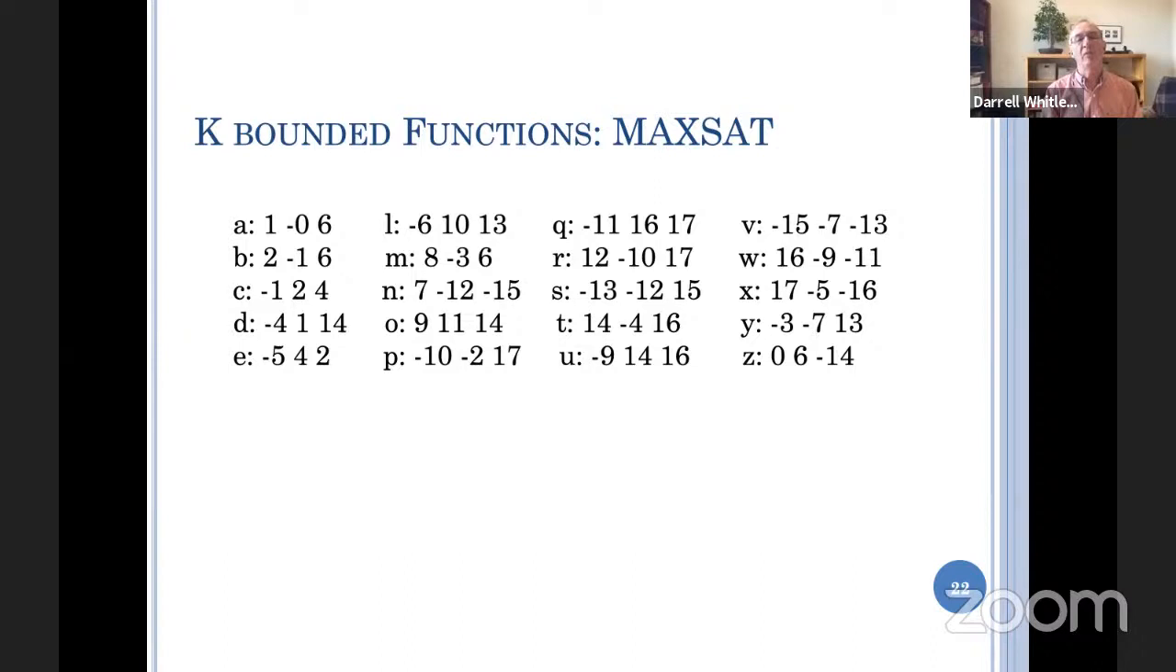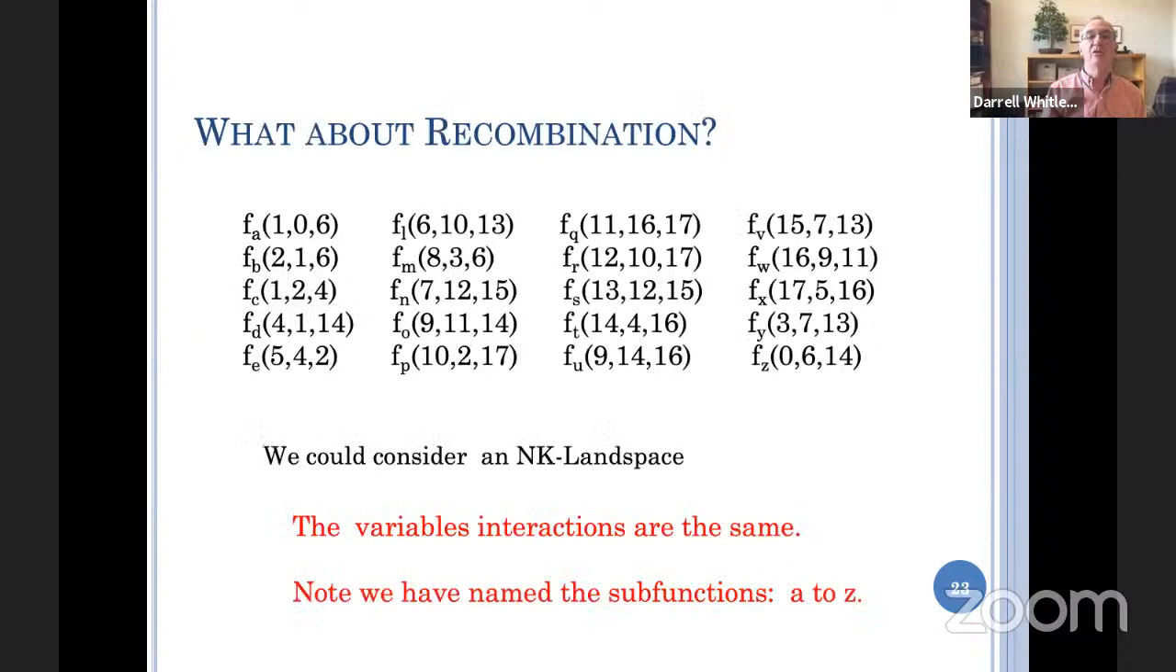They usually are written in this concise form where you have three variables that make up a clause. That clause would be saying x1 is positive, x0 is negative, and x6 is positive, and so on through this. Now, even though this is written as a MaxSAT, it could also be an NK landscape or any other type of function. And here I've used exactly the same variable interactions.